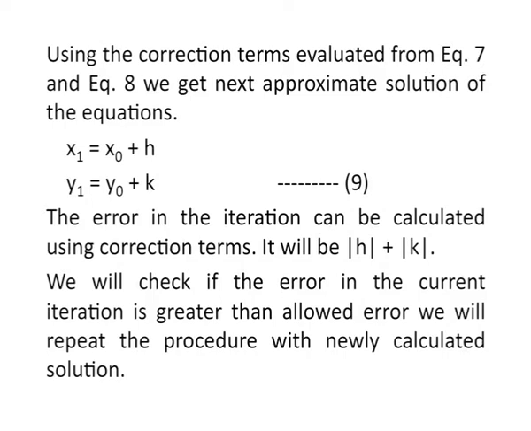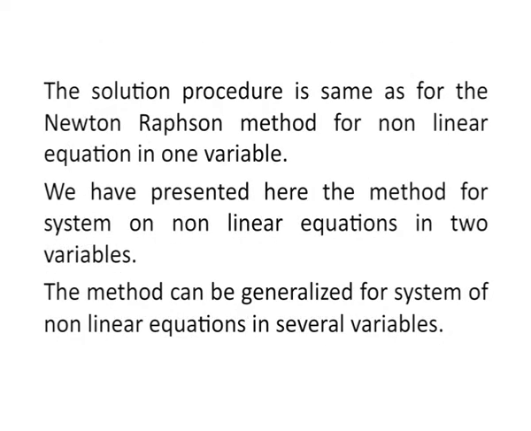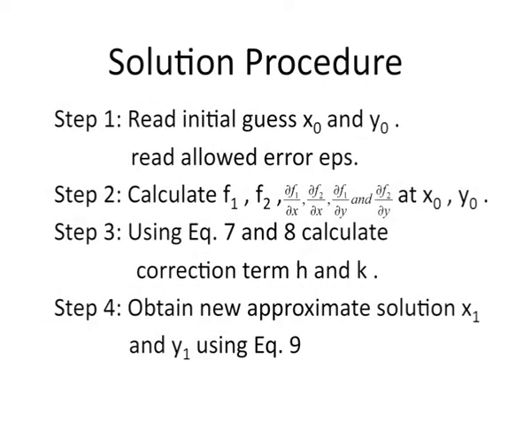The solution procedure is similar to the Newton-Raphson method, because this is an extension of the Newton-Raphson method for simultaneous equations. We just have two nonlinear equations in two variables, and two approximate values x0 and y0, and we start the procedure. The solution procedure is given on your screen. In step 1, we read the values of x0 and y0, and of course the allowed error epsilon. Then we calculate the functions f1, f2 and the coefficients, that is delta f1 by delta x and so on, at x0, y0.